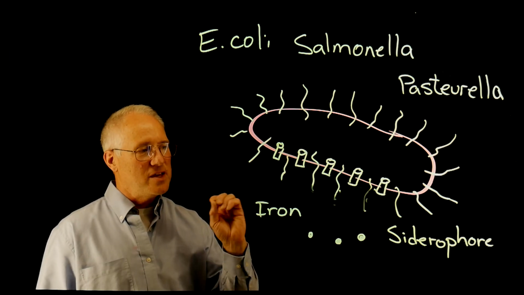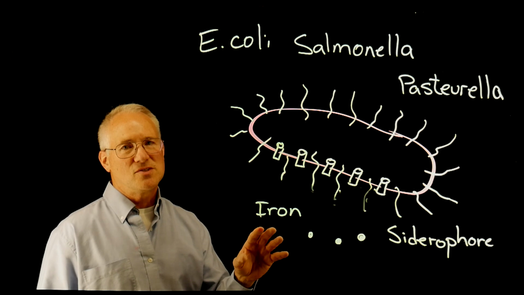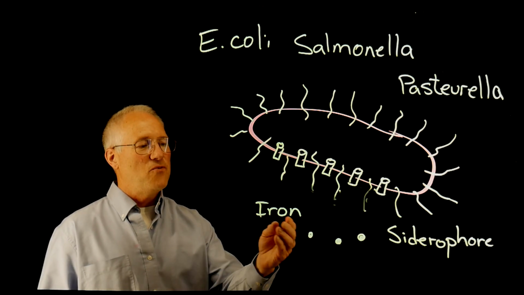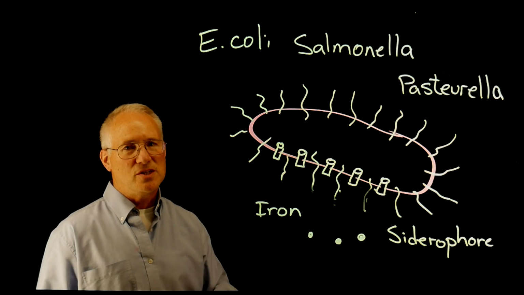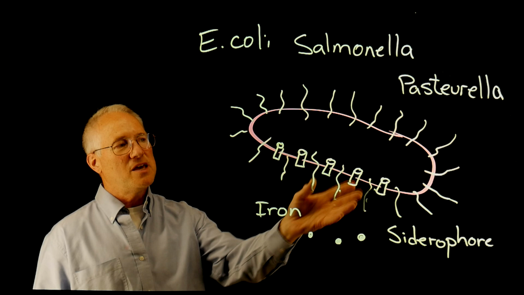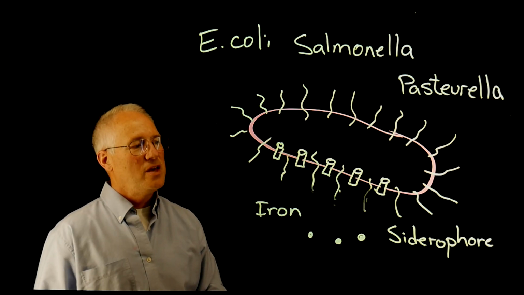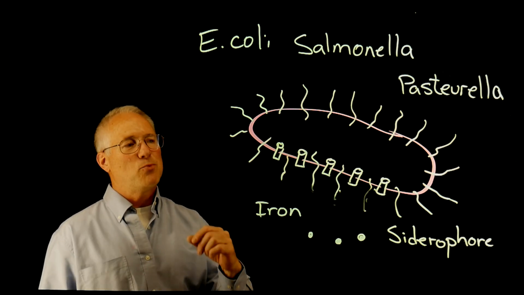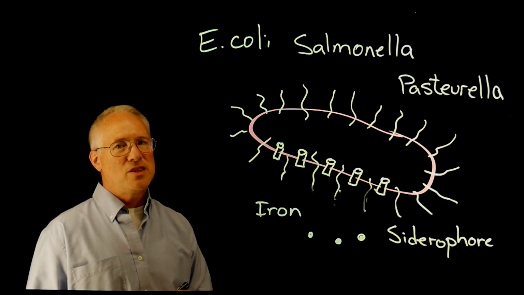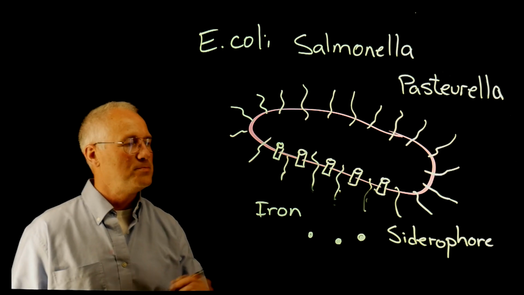It does it by secreting siderophores into the environment of the bacteria. The siderophores find iron bound to the host proteins, and they take it away from the host protein and they make it available to the bacteria. The siderophores will match up with a siderophore receptor protein and bring the iron into the cell.